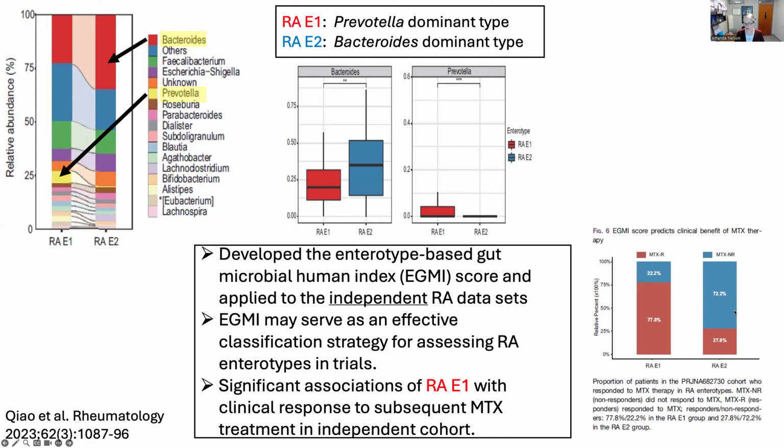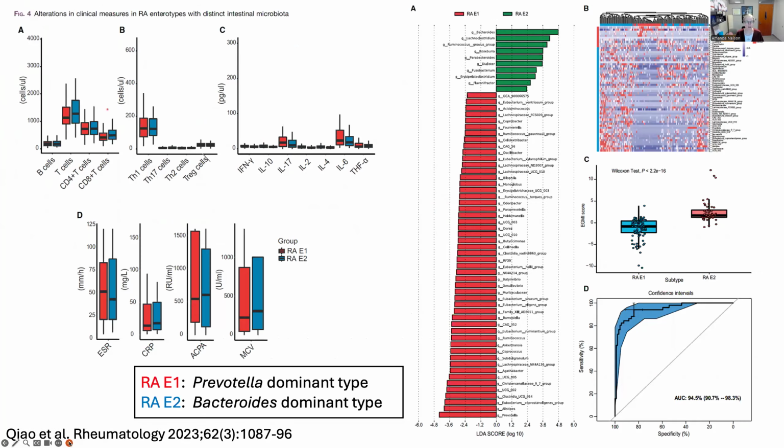And they found here on the right that the E1 group here in red was more likely to respond to methotrexate, while the E2 group had a higher proportion of methotrexate non-responders, right? So that's important. If we could identify those ahead of time, we might know which therapy would be beneficial. Again, there are a lot of other things you can do.